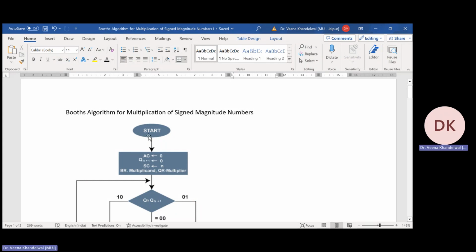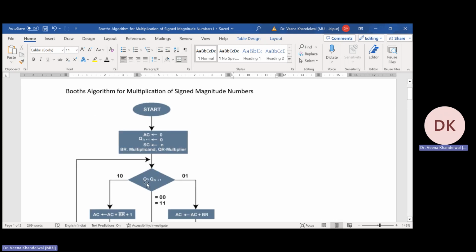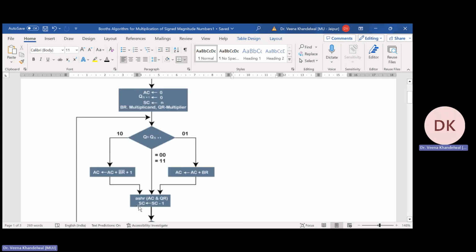The algorithm says that in the beginning we first of all initialize AC, Qn plus 1 and SC, and the two numbers are BR and QR, where the B register stores the multiplicand and the Q register stores the multiplier. Depending upon the value of Qn, which is the last digit of QR, and Qn plus 1, which is initialized to 0, if they are 0, 0 or 1, 1, we simply perform arithmetic shift right and decrement the sequence counter.